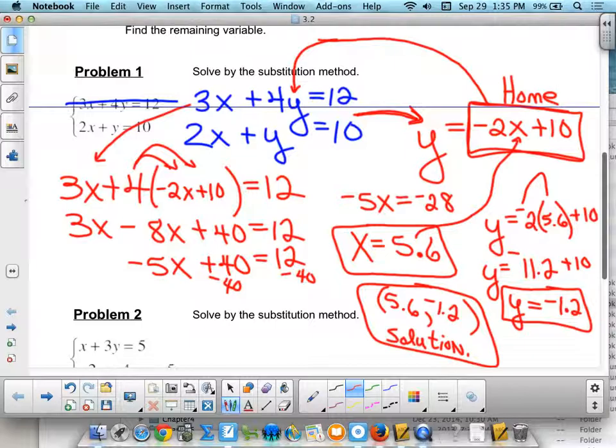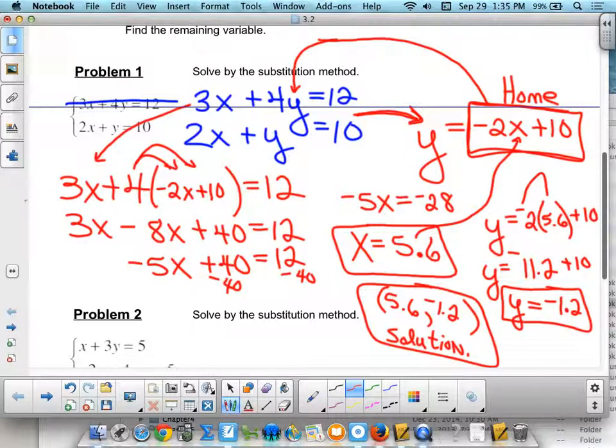Oh, by the way, how would you like to do that same problem using the graphing method? Are your eyes good enough to say, oh, I think they intersect at 5.6, comma, negative 1.2? You think you're that good? You might get close, but you're not that good. That's why the substitution method is the way to go, because of these kinds of answers.